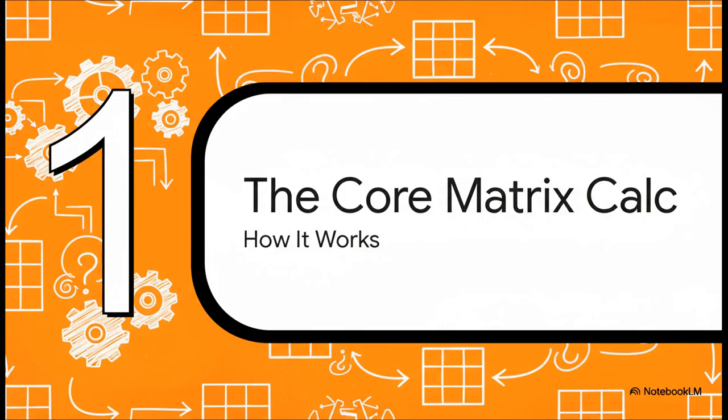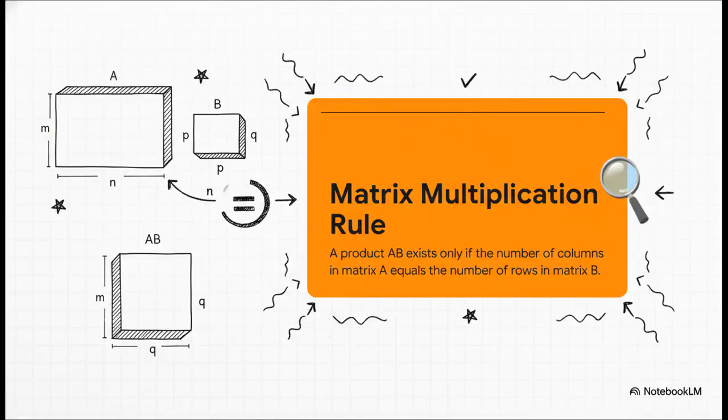Okay, so let's dive into the mechanics. Before we can use this for any fancy business strategy, we have to be absolutely perfect with the calculation itself. And the most important part, the very first thing you always have to check, isn't even about multiplying. It's about compatibility. I want everyone to really focus on this slide. This is the golden rule. It's non-negotiable. Let's break it down.